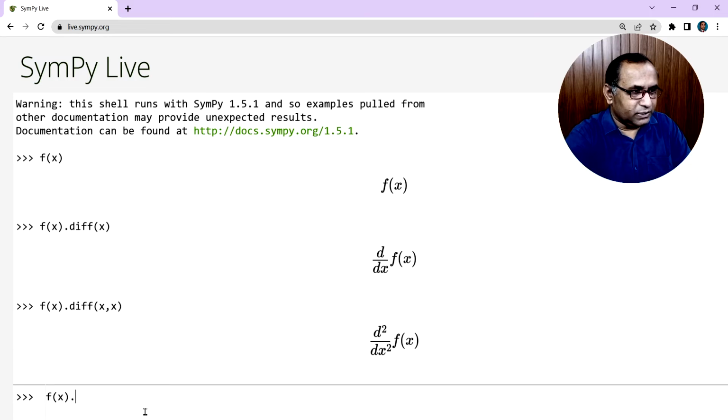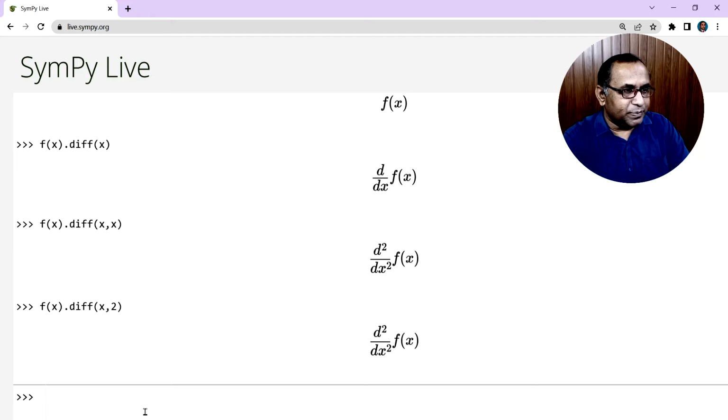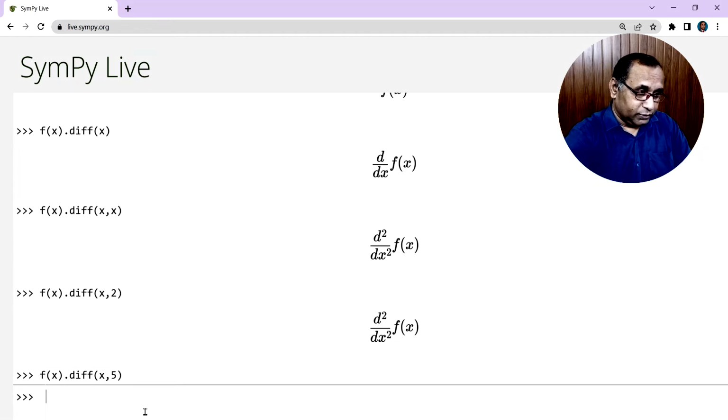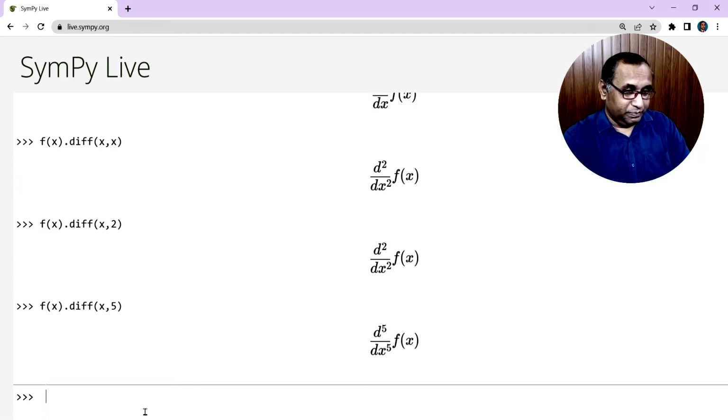The same statement we can write in this way: f(x) dot diff, x comma 2. So this is also the second order derivative, and by using this statement we can write the derivative of any order. Here I am entering 5. So when I enter, this is the fifth order derivative of f(x).